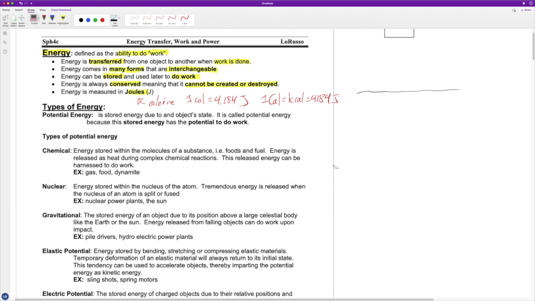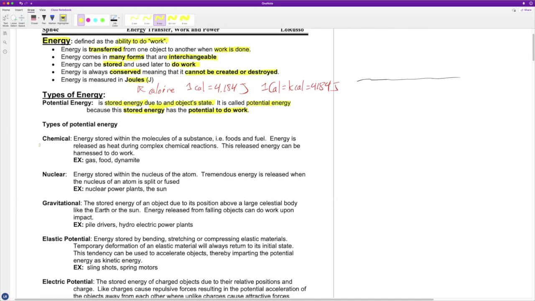And we'll talk a little bit more about where food gets its energy from. All right, so now let's go into those category types again. We have potential energies and we have kinetic energies. So potential energy is the stored energy due to an object's state. It's called potential energy because the stored energy has the potential to do work later.